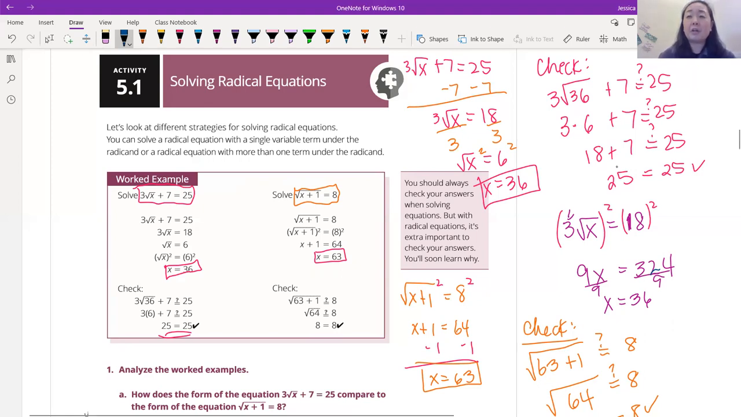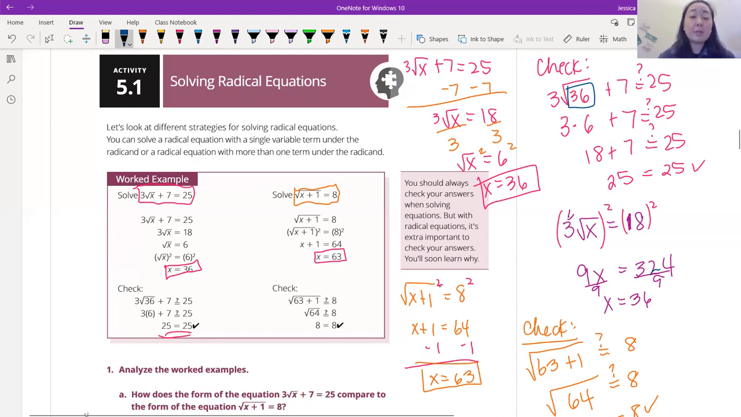And then here's our check over here on the right. We just plug in 36 right here where the x is. And we put a question mark over the equal sign because we're not sure, right? So 3 root 36 plus 7 all the way down, 25 is equal to 25. Yes, 100%. That is true. So if you notice, that is exactly what they got. Happy days. We're going to do the same thing for the second one.